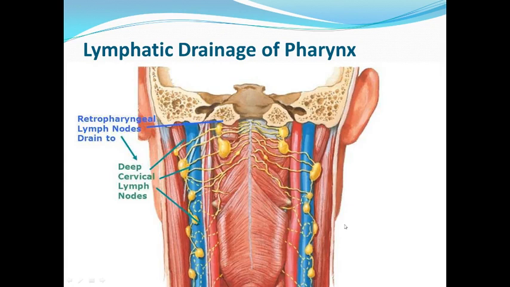Lymphatics of the pharynx. Lymphatic drainage will be basically into the retropharyngeal lymph nodes, that is on the posterior wall, and the deep cervical lymph nodes. Retropharyngeal means behind the pharynx, or posterior to the pharynx. So these are the deep cervical lymph nodes, these are the retropharyngeal lymph nodes, and within these two groups of lymph nodes, all the lymph from the pharynx will drain.